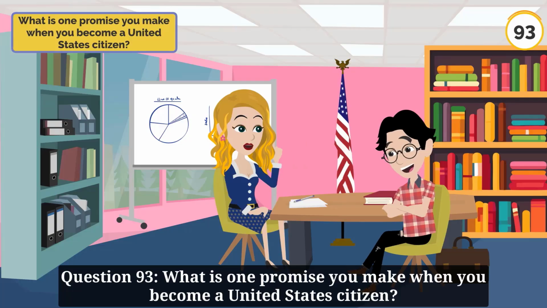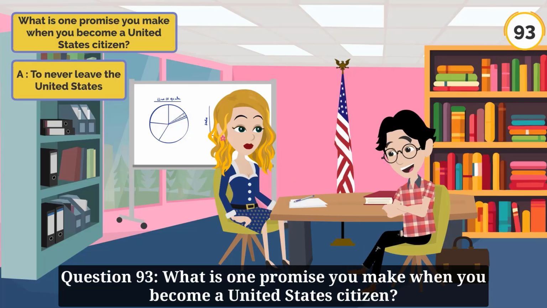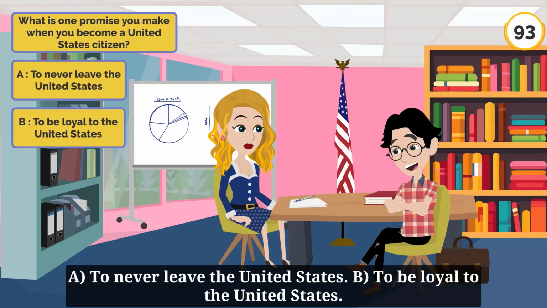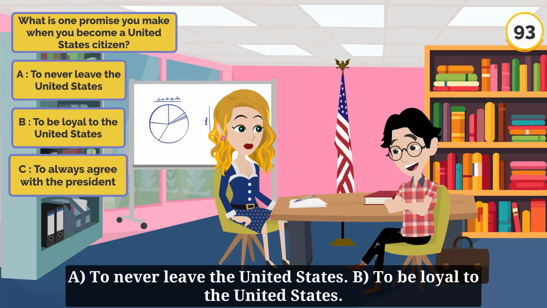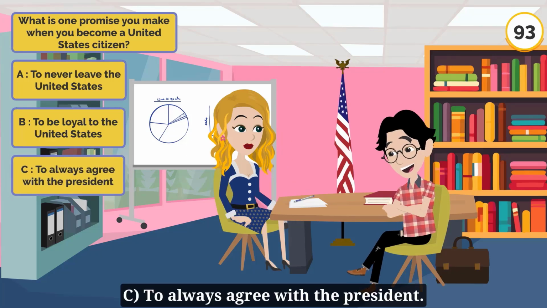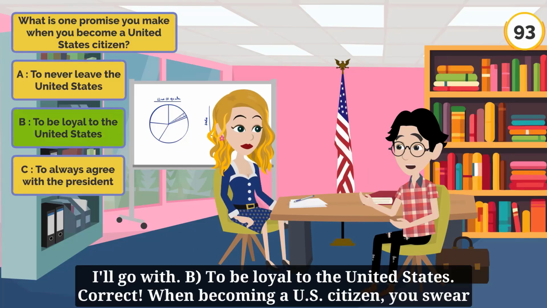Question 93. What is one promise you make when you become a United States citizen? A. To never leave the United States. B. To be loyal to the United States. C. To always agree with the president. I'll go with B. To be loyal to the United States.